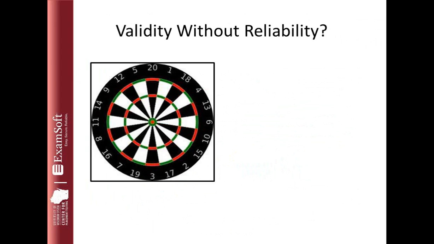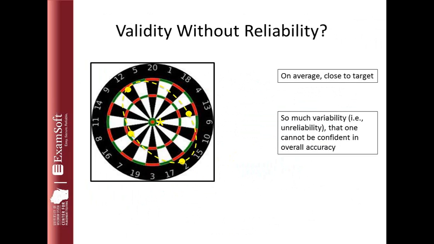So what if I get up there and I throw darts and I end up hitting these 4 spots? I'm kind of all over the board there. They average out to be close to the middle, close to my intended target. However, there's so much variability in where I threw these actual darts that I can't be confident in my overall accuracy. And the same is true for test scores. If test scores are bouncing all over the place, then I can't be confident that they're ever going to actually measure what I want them to measure.